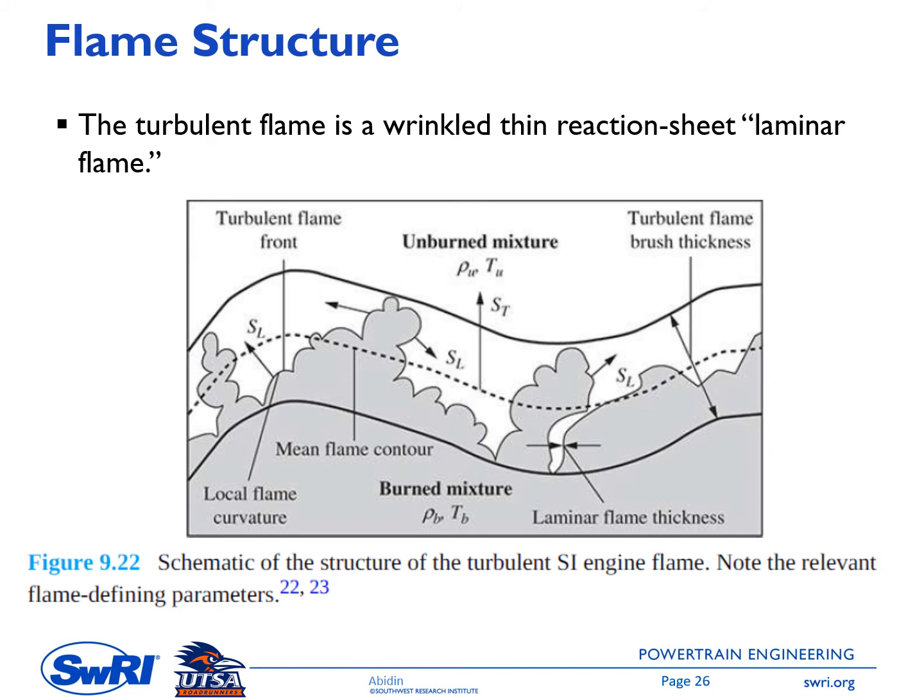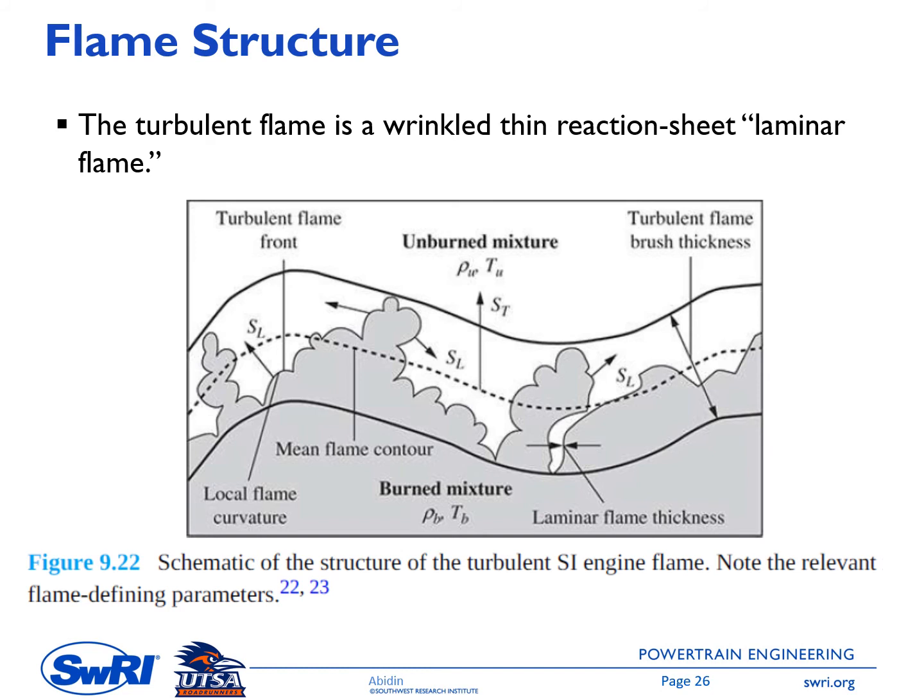So it's a function of the phi or lambda, and then EGR, and then pressure, temperature. The combustion speed, once again, is a function of the laminar flame speed and the turbulent condition. And the turbulent condition can enhance the flame speed 2 times, 3 times, 4 times, and so on. Okay, this figure is showing the schematic of the structure of the turbulent spark ignition engine flame.